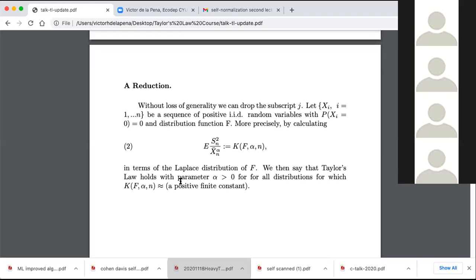So for example, the distribution of the number of bugs in the sample, or the distribution of the number of tigers in given samples.